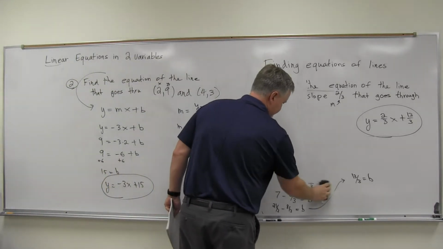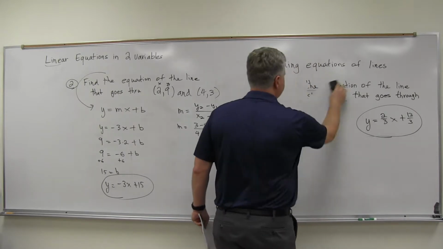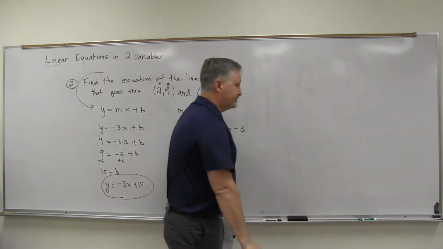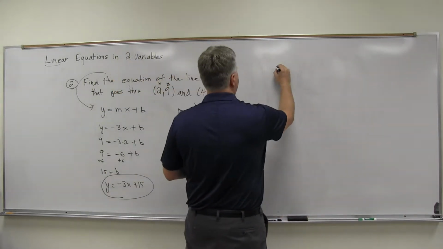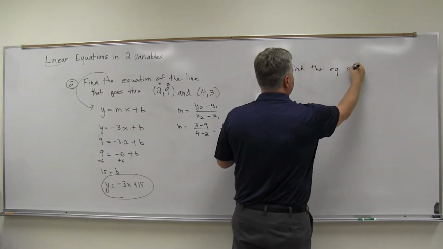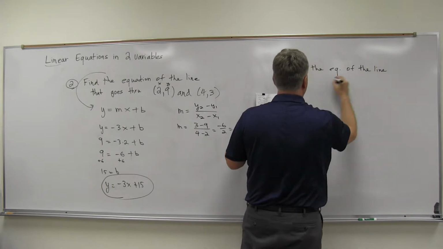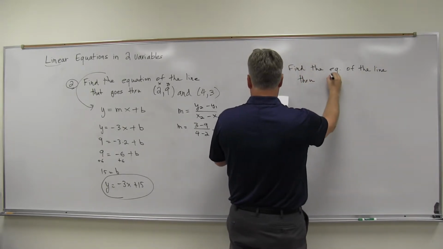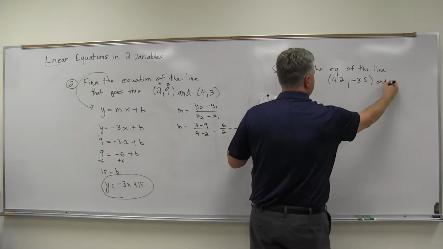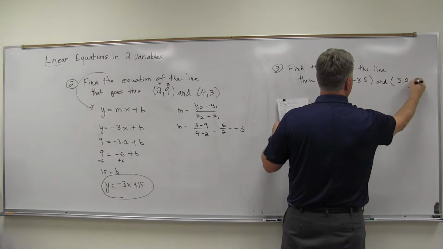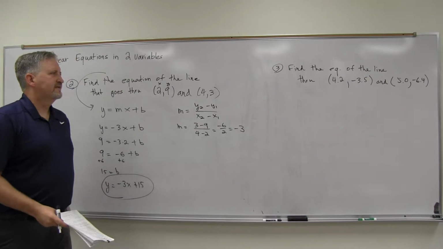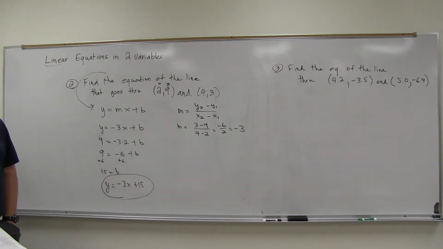Yeah, the trickiest maybe to get on that, I guess they could throw in a vertical line or something like that. I don't think so, but third one, find the equation of the line through 4.2, negative 3.5, and 5.0, negative 6.4. Yeah, that's not that bad, but let's talk about it.